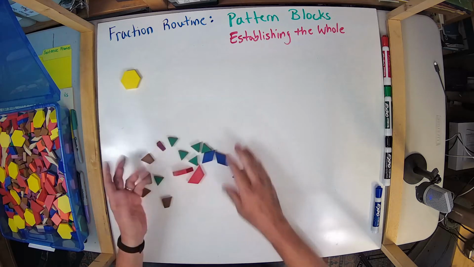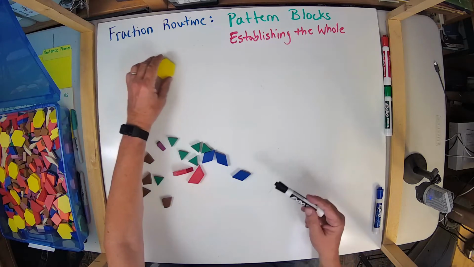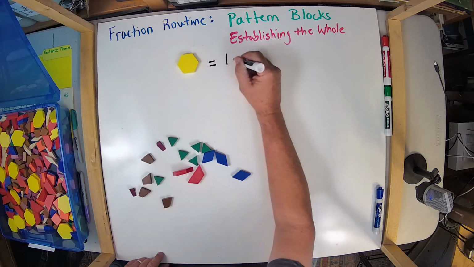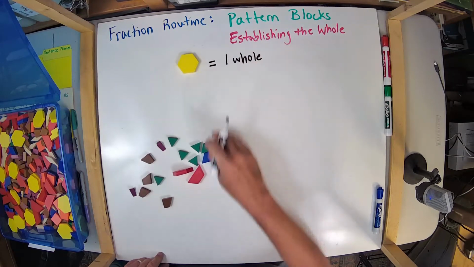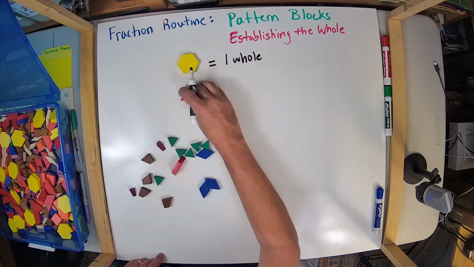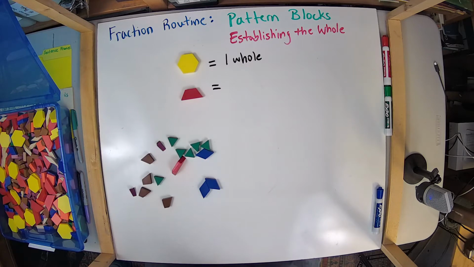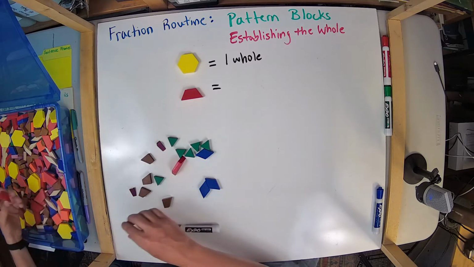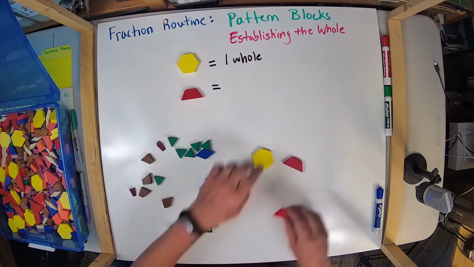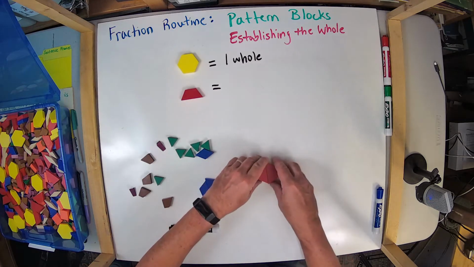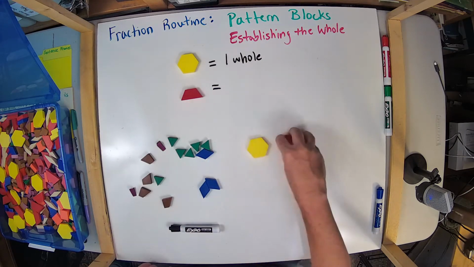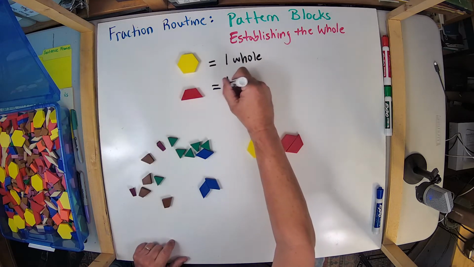Remember, we're going to establish the whole here. We're going to say, all right, here's a block. Let's call that one equal to one whole. And then I'm going to ask students to tell me, if that's one whole, then what is this value right here? I want students to be able to say, okay, I'm going to compare the red trapezoids to the yellow hexagons. You can start using those terms by comparing the two and looking at them. I'm going to say that that's equal to 1/2.